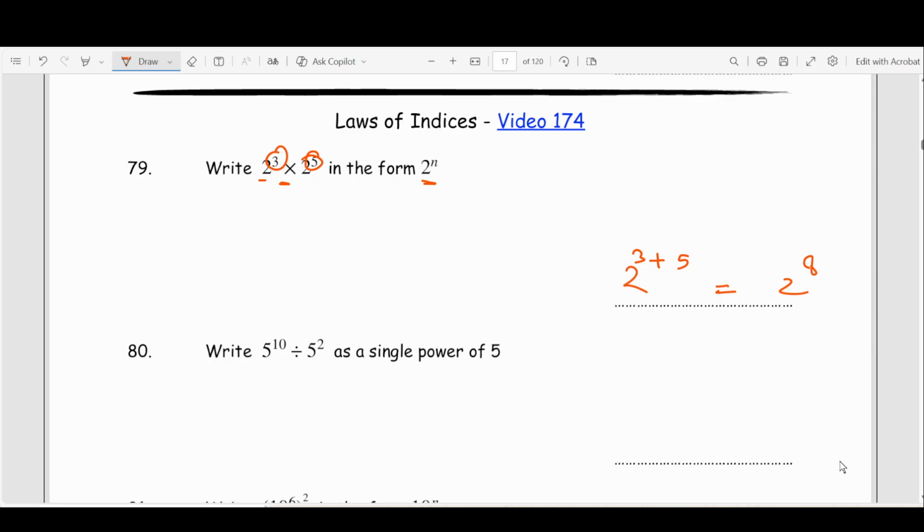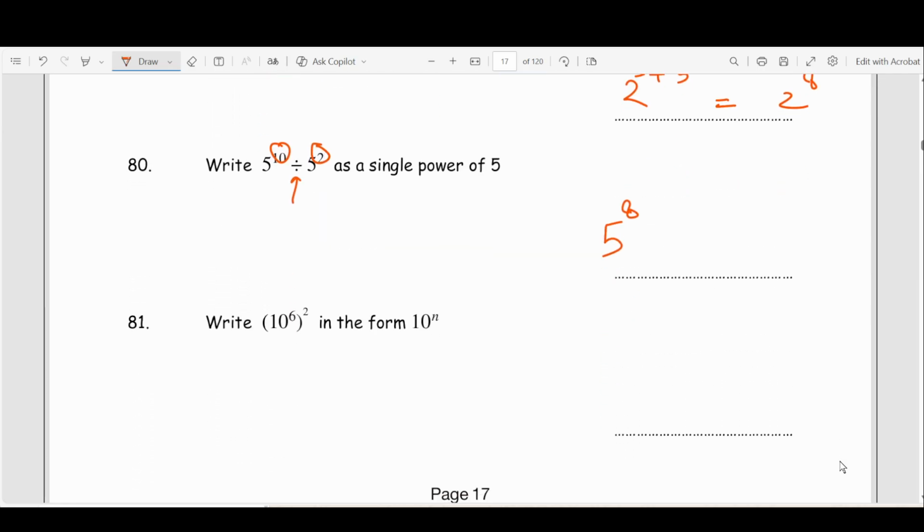Clear? In division, what you need to do, we need to subtract them. Like here we are dividing them, so we subtract 10 minus 2, okay, which is 8. 5 to the power 8. Clear? Clear. Very good. When we have two power like that, we just need to multiply them. So this will become 10 to the power 6 times 2, which is 10 to the power 12. Okay.